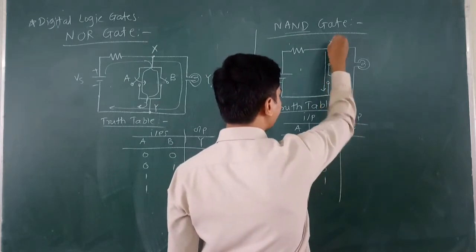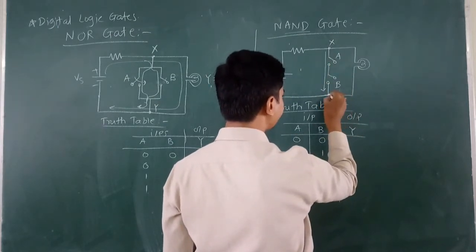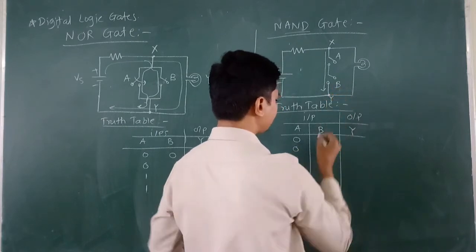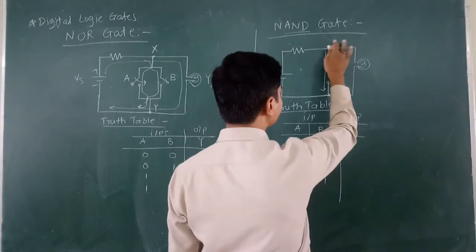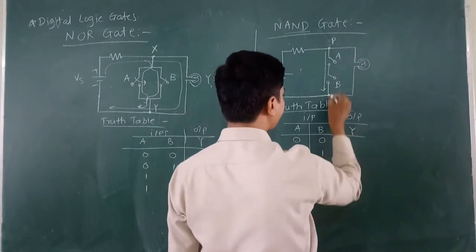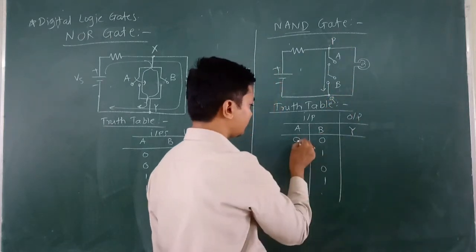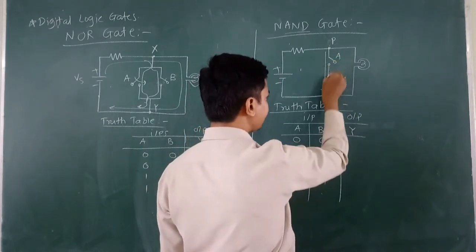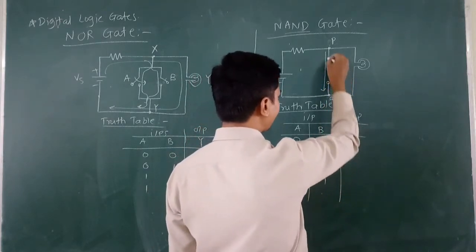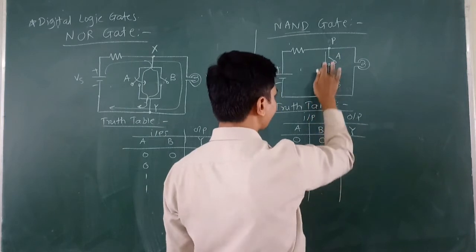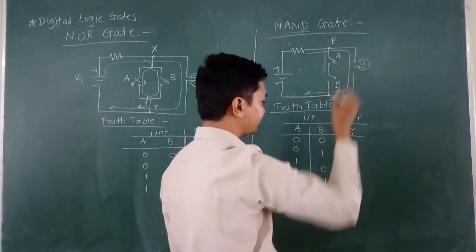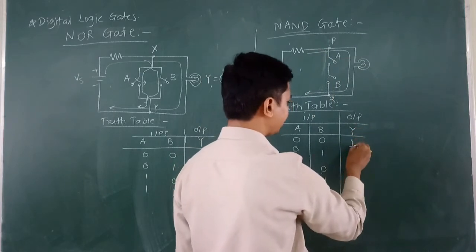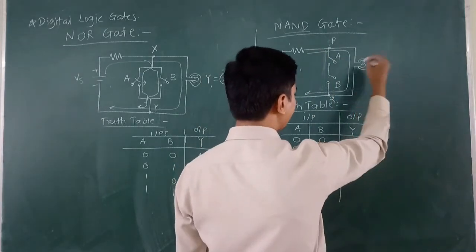I will write here node X and node Y. Sorry, I will write some other names, say P and Q. Okay. So 0, 0 means what? Both the switches are in open state. So current cannot flow through the switches. Right? So current will flow through the bulb and the circuit will complete. Now Y will become 1 because the bulb will glow.